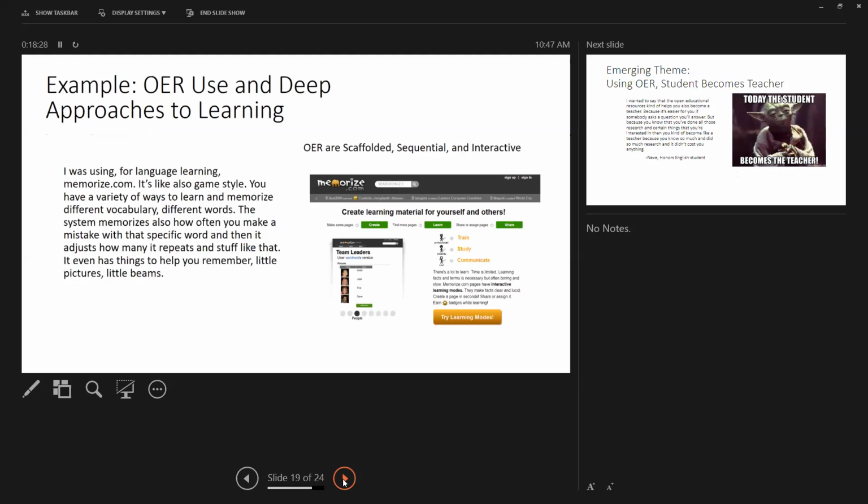And then another example here, memorize.com. But notice how she says it adjusts how many repeats. So it's adaptive, right? If you miss a word, you keep getting that word. And also the student was motivated by the little pictures and the beams, etc.